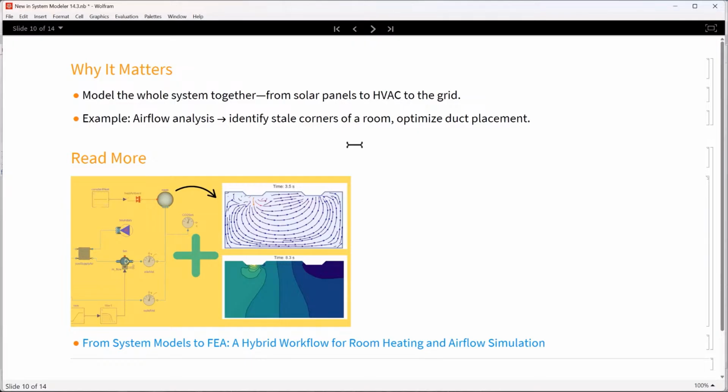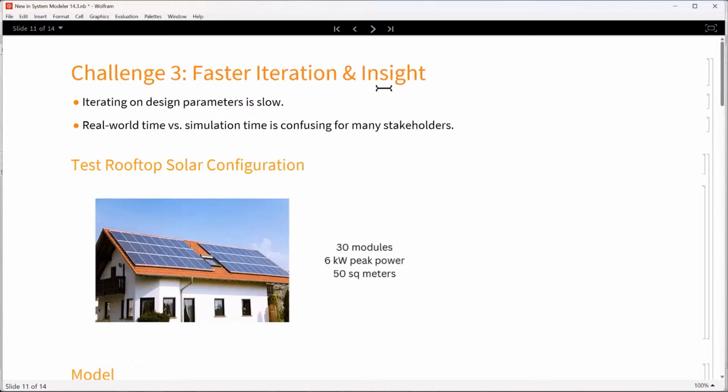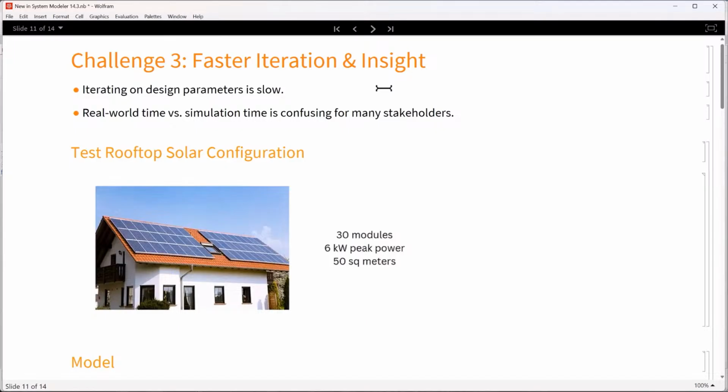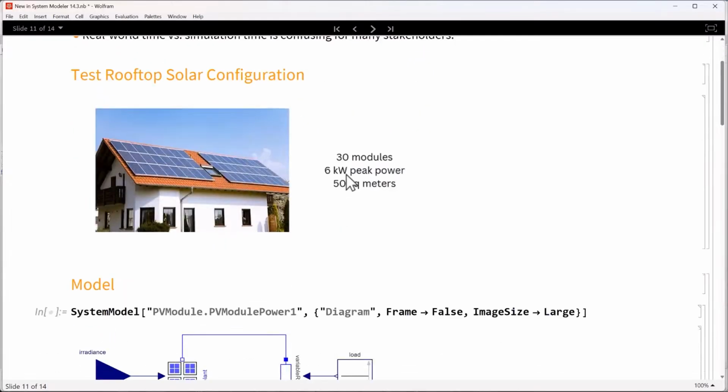So that's the second challenge, tackling the climate and energy transition by making energy systems easier to design, test, and optimize. Our third challenge is iteration speed. Imagine you are a solar design engineer tasked with configuring a rooftop's PV system. You need to decide how many modules to connect in series, how many to connect in parallel, and how the system performs under different configurations.